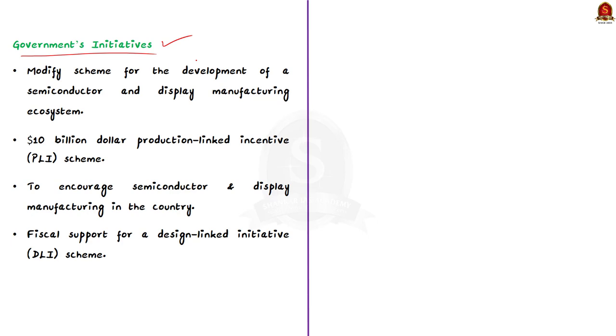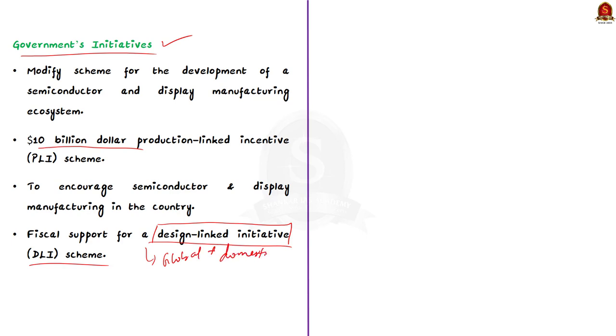First of all, let's know about this scheme. See, it is a $10 billion production linked subsidy scheme. This is to encourage semiconductor manufacturing in the country. Indian government also announced another fiscal support scheme for the development of this sector. This is known as Design Linked Initiative. This is to drive global and domestic investment related to design software, IP rights, etc.